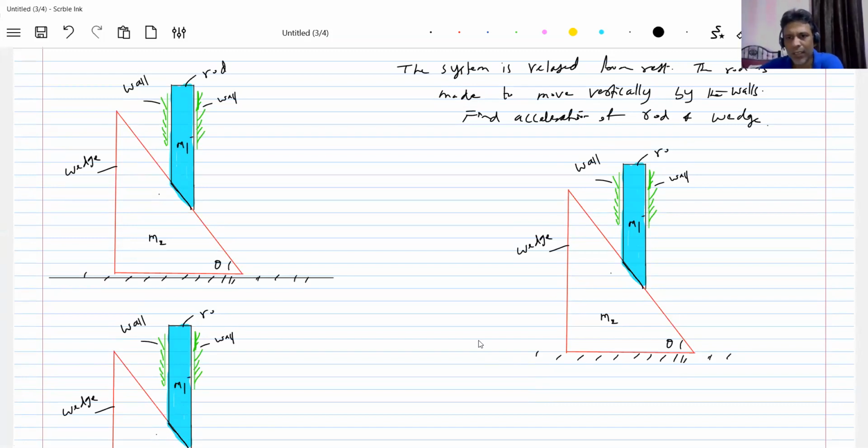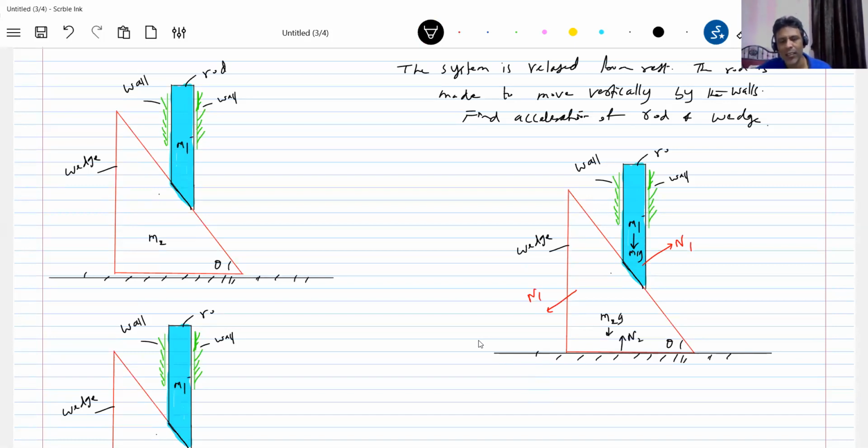So how will the wedge move? There's a diagram, so let's come to this one. The weight of this rod will act vertically down, m1g. Then there's a normal contact, n1, on the wedge like this. Then what are the other forces? Weight m2g, normal contact n2.